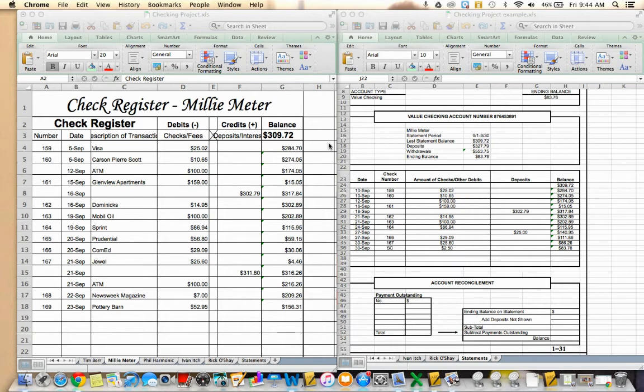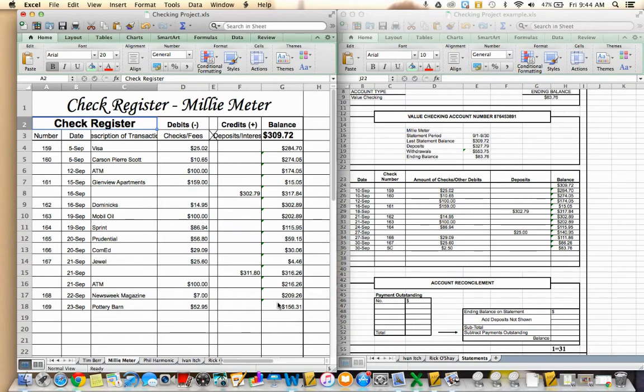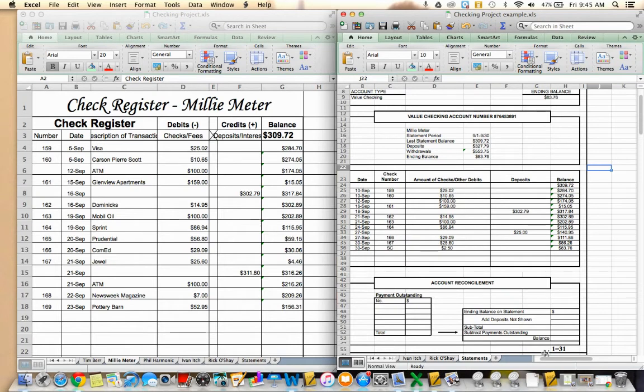The problem that we foresee is that the ending balance in her checkbook is 156.31, but the ending balance in the bank statement is 83.76. So they don't equal. So we need to reconcile, or compare and contrast, the two statements to see how we can come to a common balance. This ending balance down here should equal the ending balance in your checkbook, and then you know you did it right.